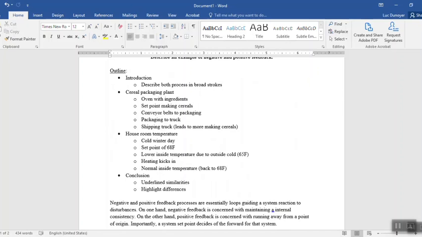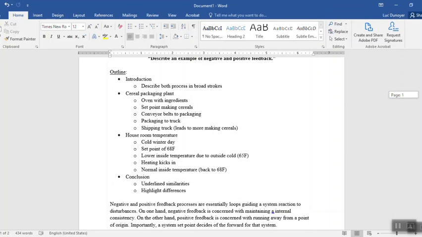So here I start with my introduction, and I just say negative and positive feedback processes are essentially loops guiding a system reaction to disturbances. On one hand, negative feedback is concerned with maintaining an internal consistency. On the other hand, positive feedback is concerned with running away from the point of origin. Importantly, a system set point decides of a forward for that system. It's not even English part of it, but it does the trick, and that's all I kind of care. So that's my introduction as a first draft.